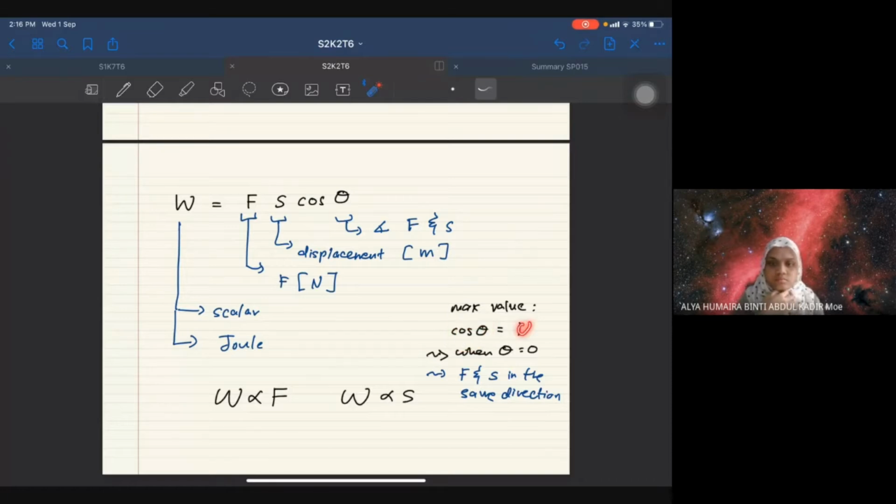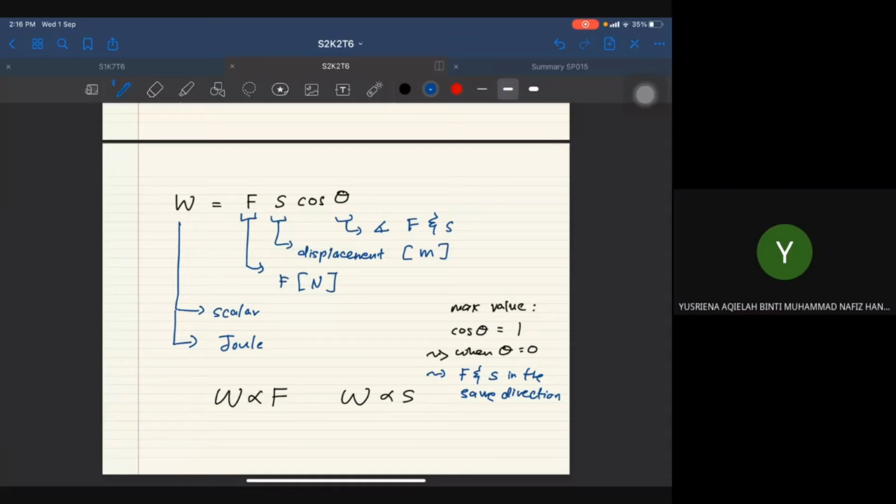Okay, when is that cos theta equals to 0? Masa bila dia jadi 0? Cos theta ni sama dengan 0. 90 dengan 270. Okay, good. So when theta 90 ke? Yeah, 90. Okay. When theta is equals to 90 degrees, cos theta becomes 0. So that means work done equals to 0.